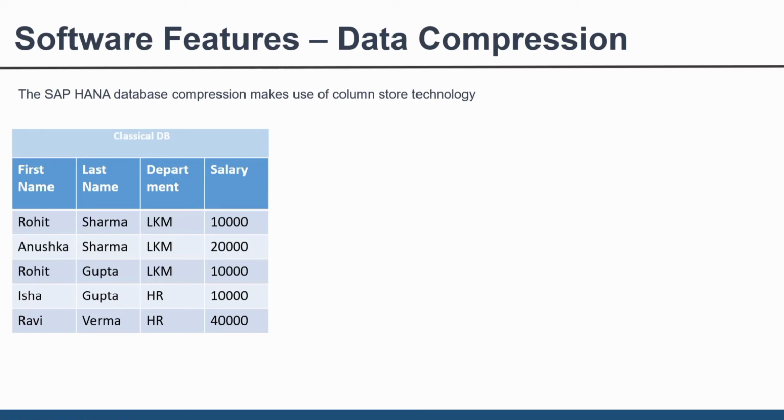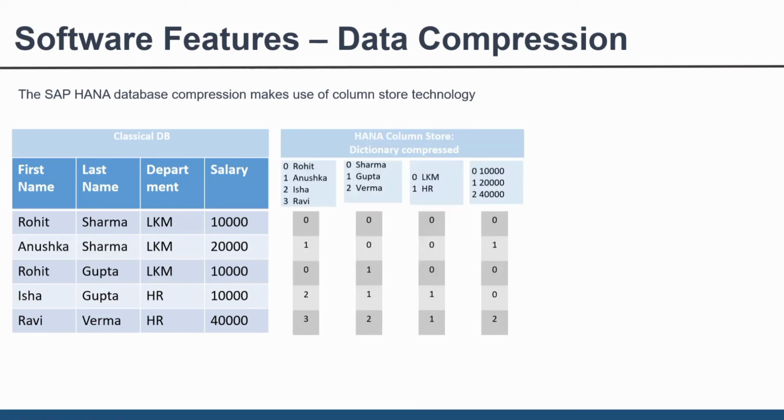Under first name, you have values like Rohit, Anushka, again Rohit, Isha and Ravi, and different values in last name, department and salary columns. The system will run certain compression algorithms at the backend automatically, and it will compress the data at the backend automatically. For example, you can see over here a dictionary compression algorithm is executed. In this case, it will create indexes for these values.